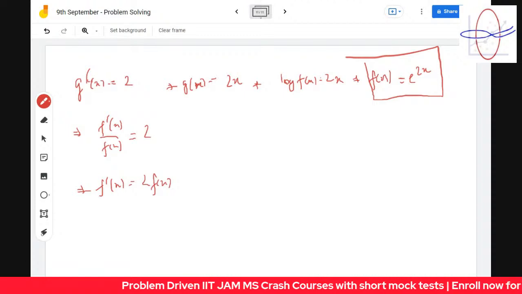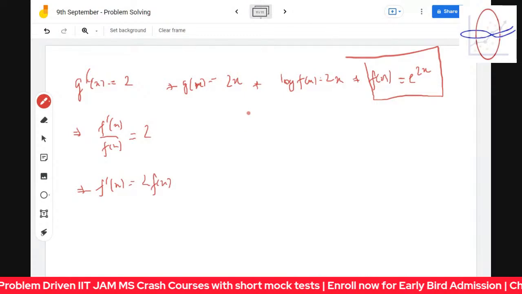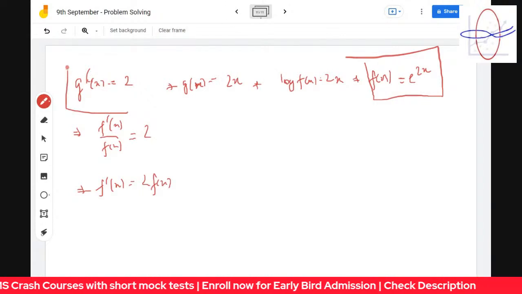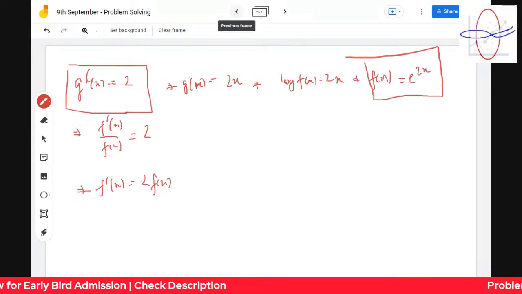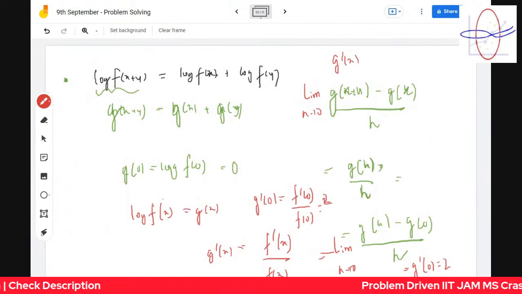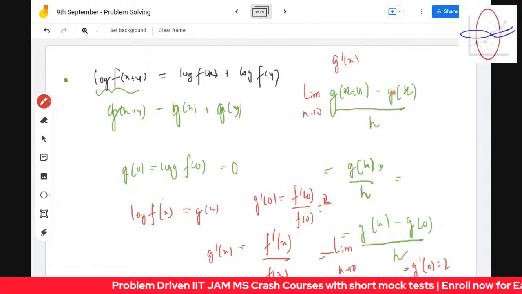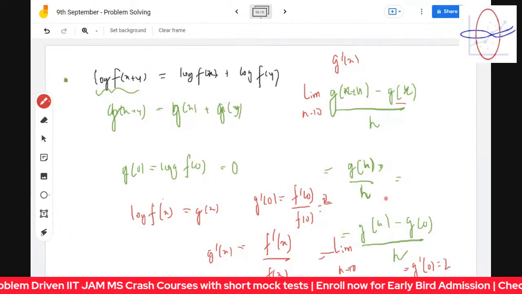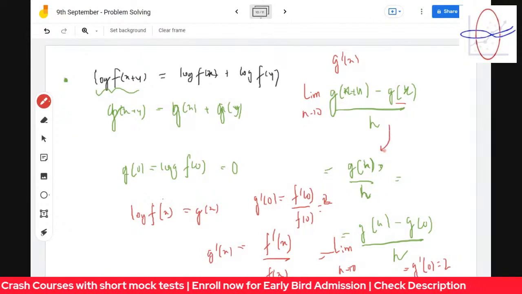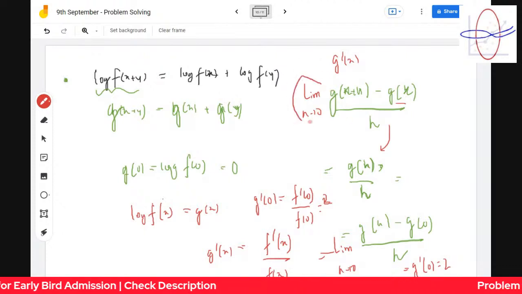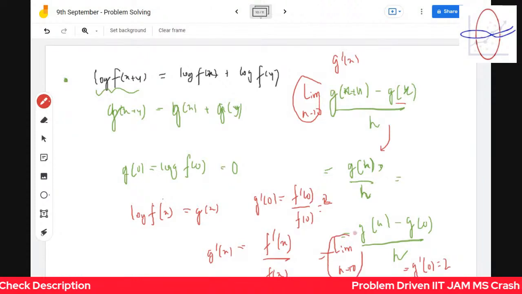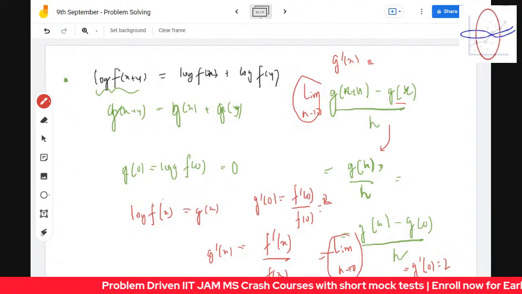Did you understand? So that we got g dash of x equals 2. Means that transition was missed. You didn't understand why g dash of x is equal to 2? In the last page, I got till g dash of 0 equals 2. So I proved that g dash of x is equal to g dash of 0. So g of x plus h minus g of x is g of h by h. Now this is g of h minus g of 0 by h. Now if you put limit h tends to 0 on both sides, what do you get? You get here g dash of x and here you get g dash of 0. So you get g dash of x is equal to g dash of 0.